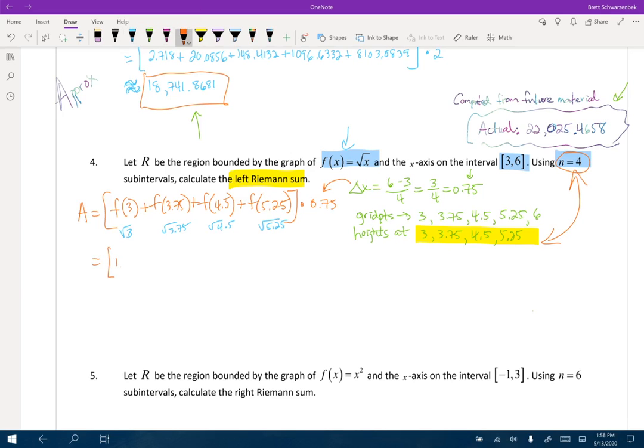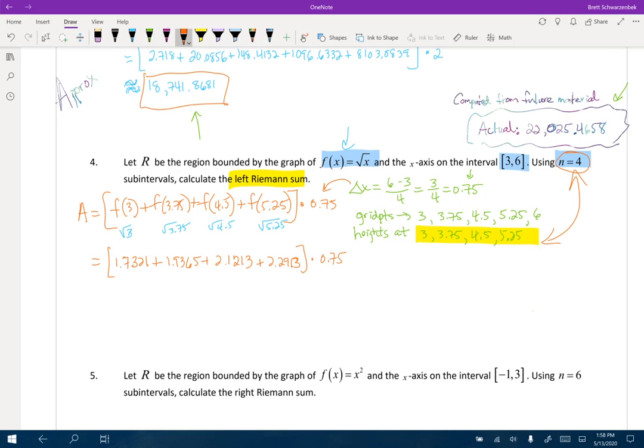So 1.7321, we're going to get 1.9365, 2.1213, 2.2913. Again, if you want, you can just literally plug the blue numbers in as they are. You don't even have to do the decimals for each one around. It's probably better to put in the blue values so you don't get error.